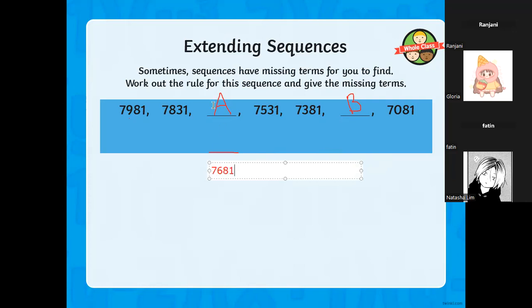7,681. It's correct, of course, because the pattern is going down. It's going down in 150s. Is that right? And is the pattern consistent? So if it's consistent, then you can apply the same rule until you get B. And your B is 7,231. You see? Do you understand patterns now?